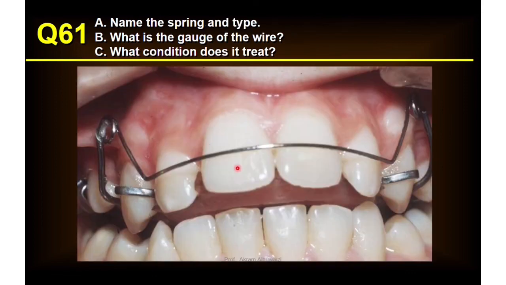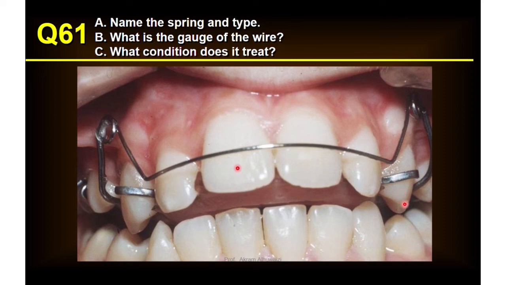Name the spring and type. In this picture, we can see there are two springs. The first one is the Roberts retractor, and the second one is either a finger spring or palatal canine retractor. The type is the active components of the appliance. What is the gauge of the wire? For the Roberts retractor, we can see it consists of metal tubing at the distal arm, so it uses 0.5 mm stainless steel wire. And for the finger spring or the palatal canine retractor, it uses 0.6 mm stainless steel wire.